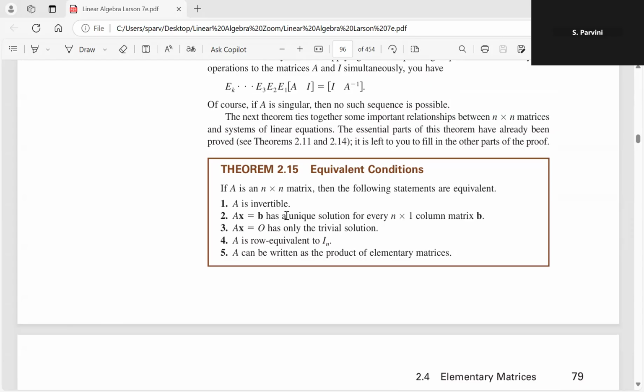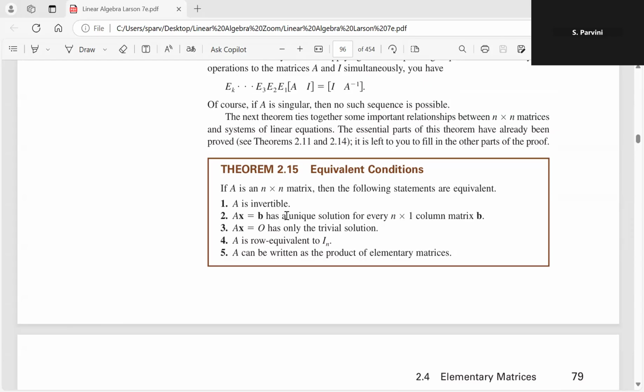Okay, so let's read this theorem. It reads, if A is an n by n matrix, so we have a square matrix, then the following statements are equivalent. Now, what does that mean? That means these 5 statements are either all true or they are all false. If one of them is false, everything else is false.